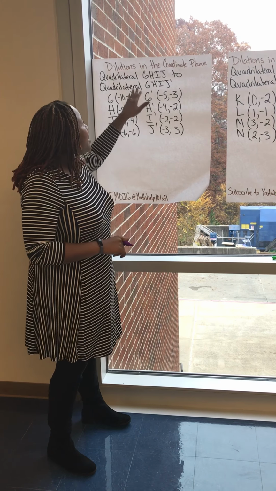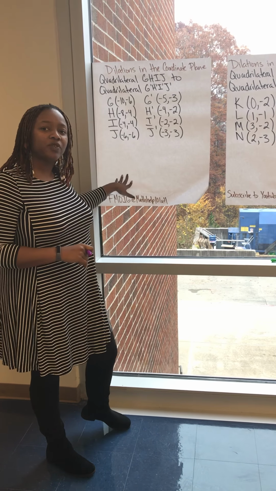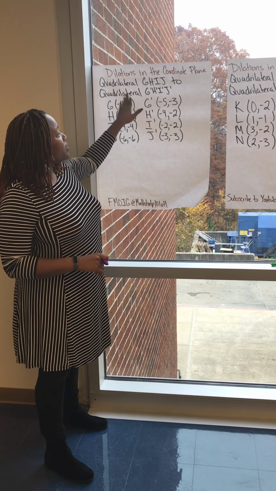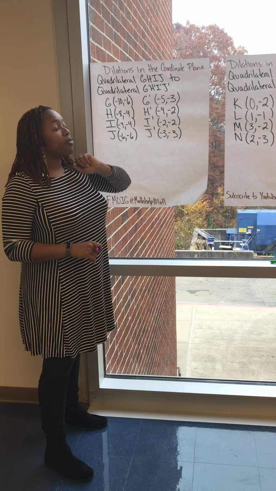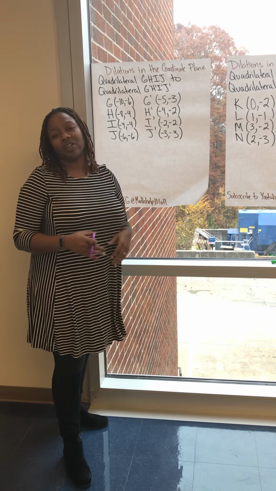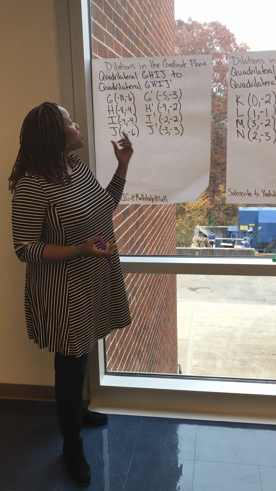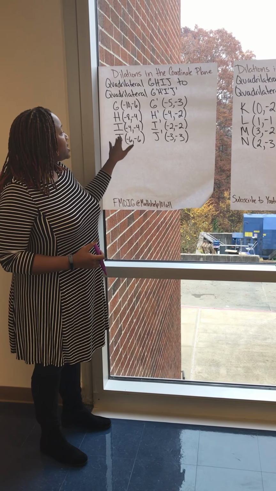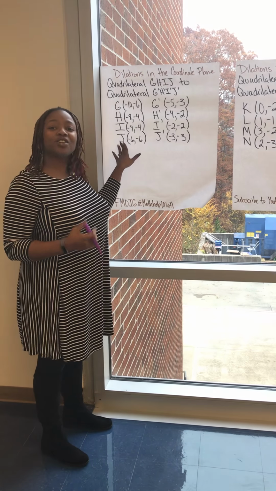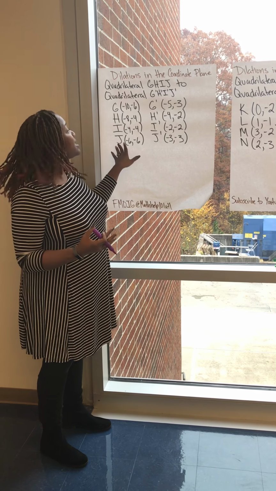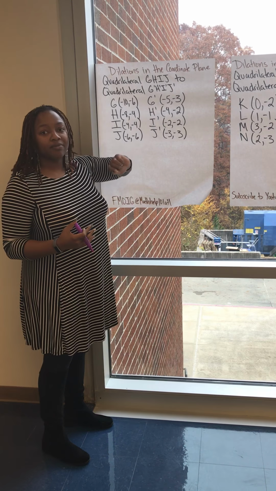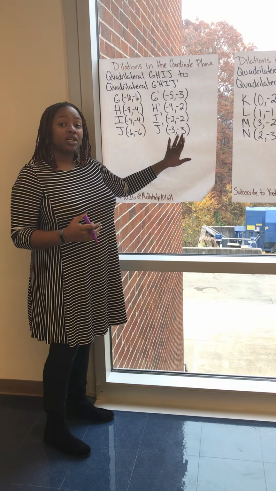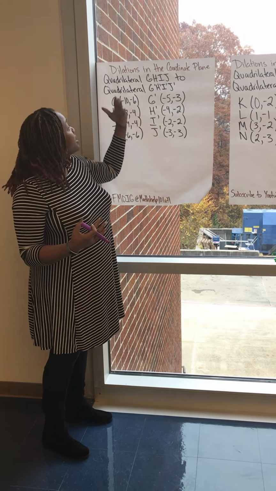All right, so we have dilations in the coordinate plane. I'm gonna start with this first problem: quadrilateral GHIJ to quadrilateral G'H'I'J'. Because I didn't feel like counting on a video, I decided to write out the ordered pairs. Here we know that GHIJ is the original, or the pre-image, because it doesn't have those little tick marks on it. So we know we started here, and this is our image after we did the dilation.